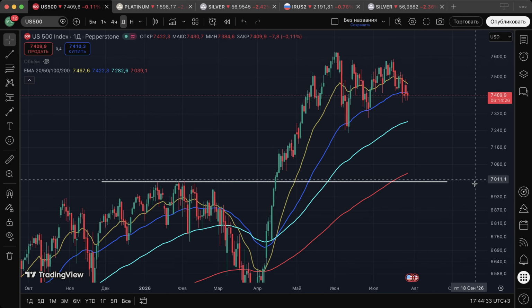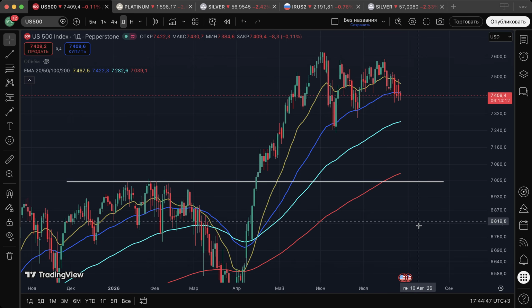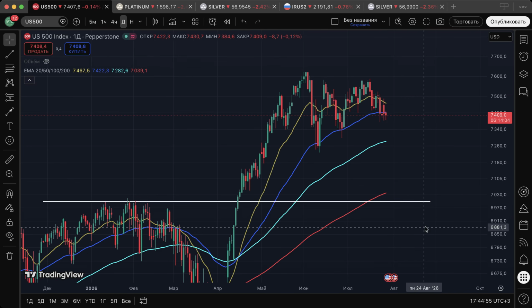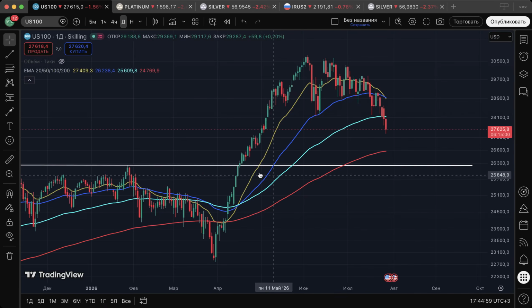on day frame. And I think that we need to find some long positions for these two indexes on our frames. On our day frame, I think it's the main frame where we can find some positions for the Nasdaq, for the S&P 500, and trade them. I think we can find some position for the Nasdaq.